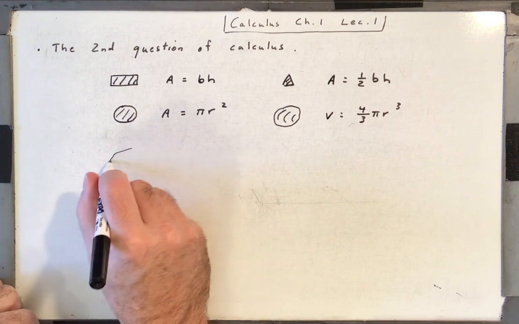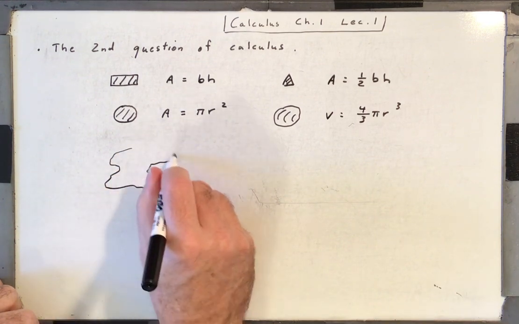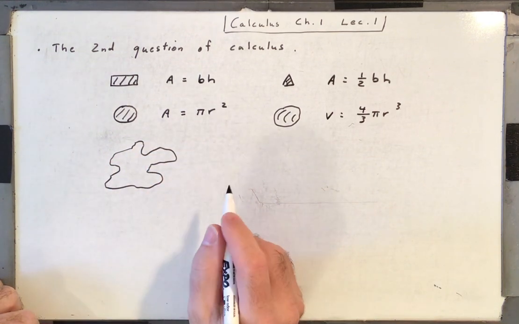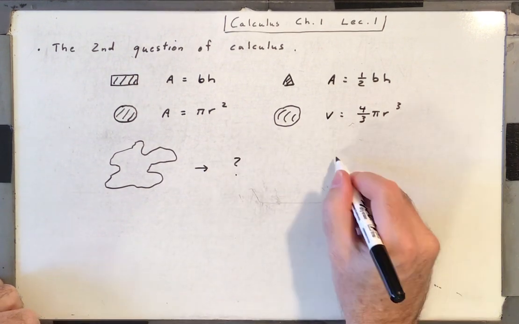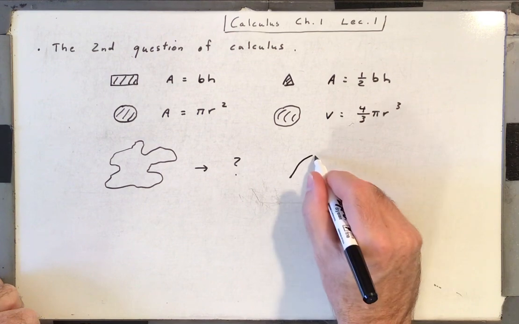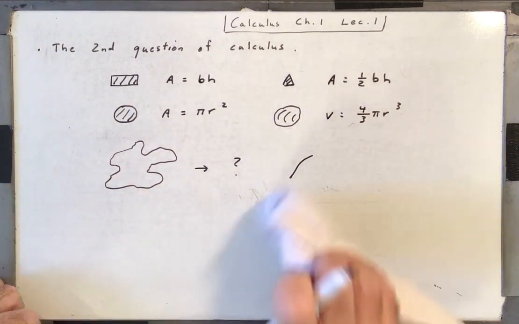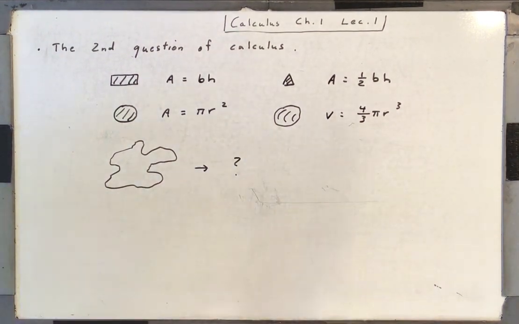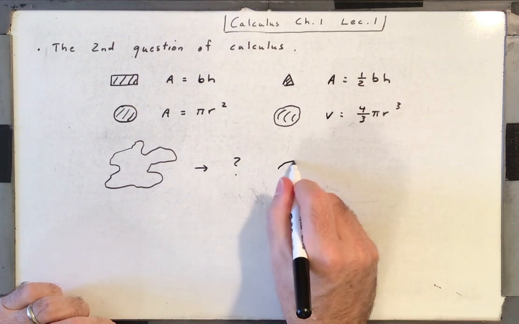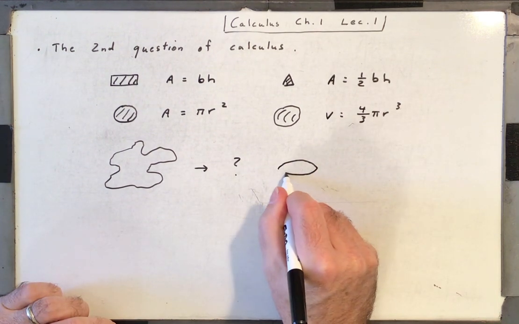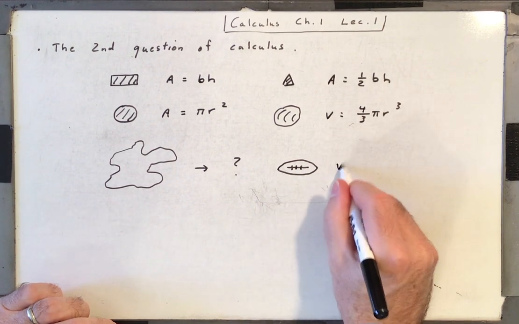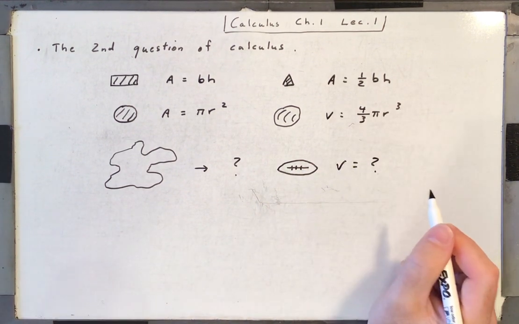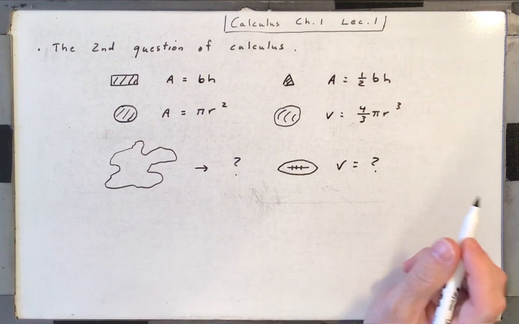But what if we have just some really odd shape? Something like that, some kind of blob. Or how about a football? It's football season as I make this video. All right. Put some laces on that thing. So what would be the volume of that? Okay, do we have an equation?